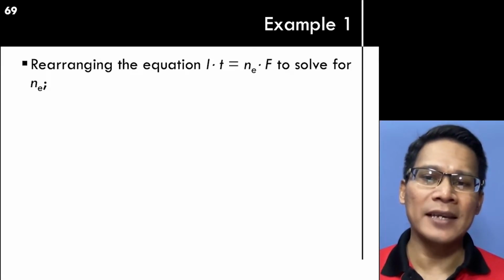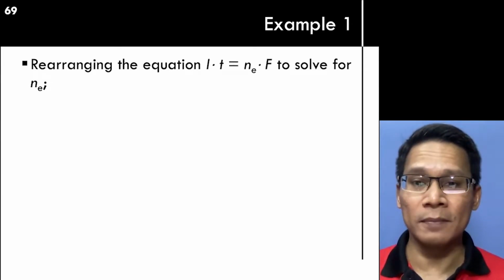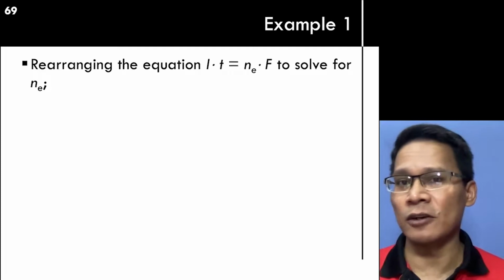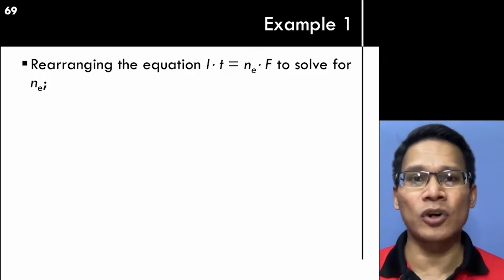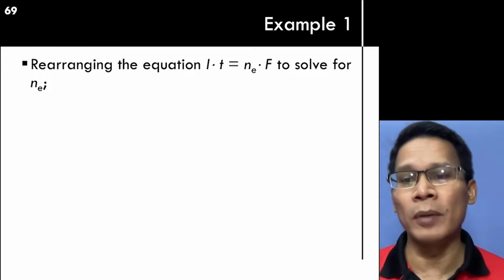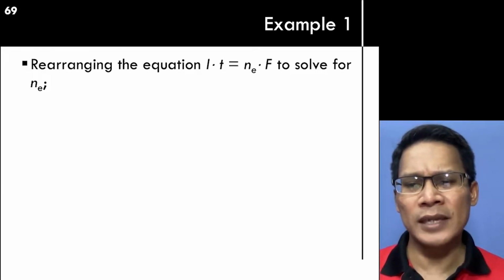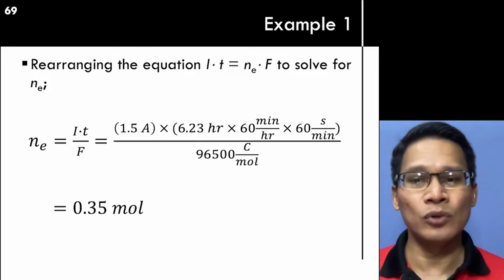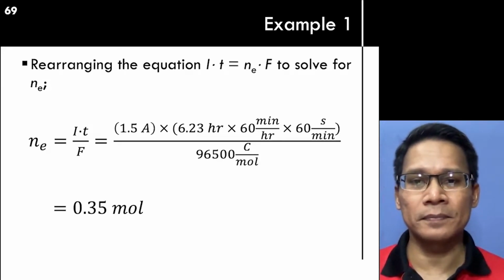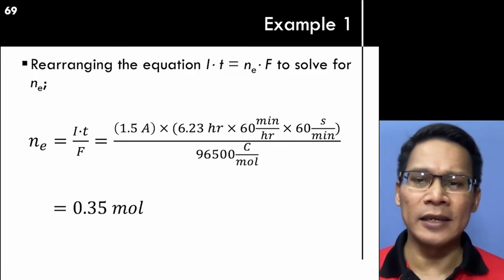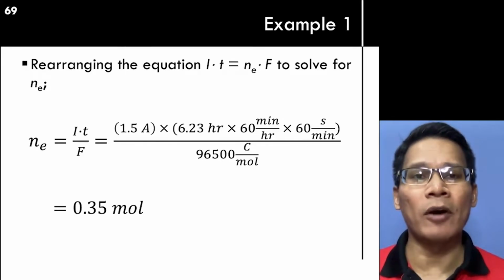Next, from the IT equals NF formula, we can see that we already have three of the terms given in the question, including Faraday's constant, which is always 96,500 coulomb per mole. Seems like we need to solve for the number of moles of electrons, or Ne. Let us solve it then to obtain Ne. Now, how does solving Ne help us to calculate the amount of products formed?